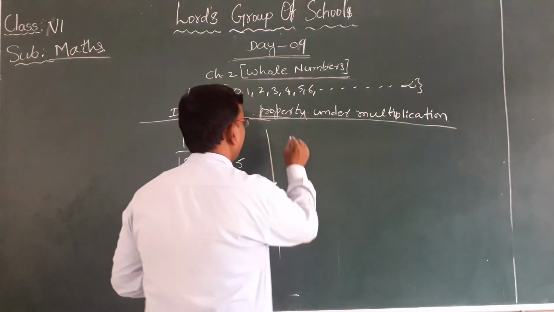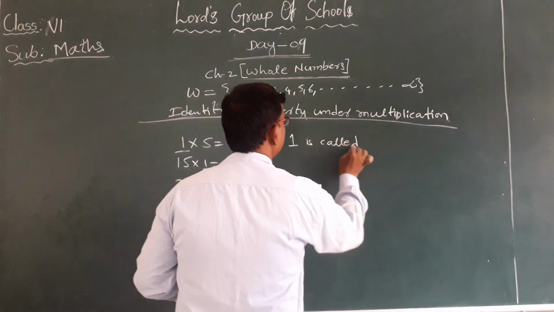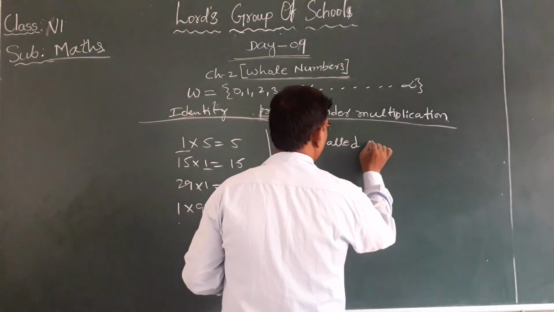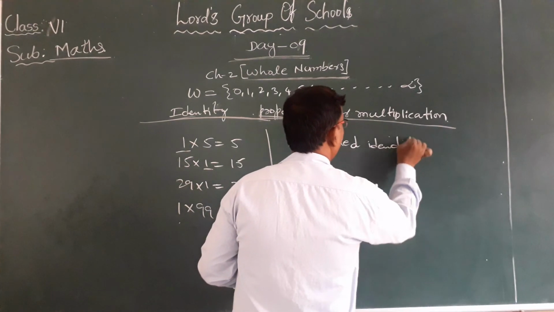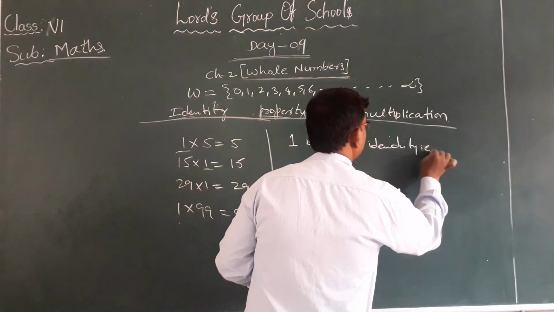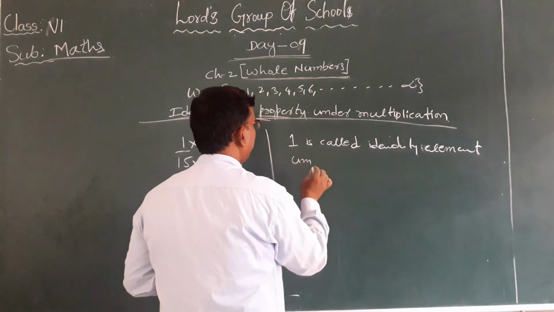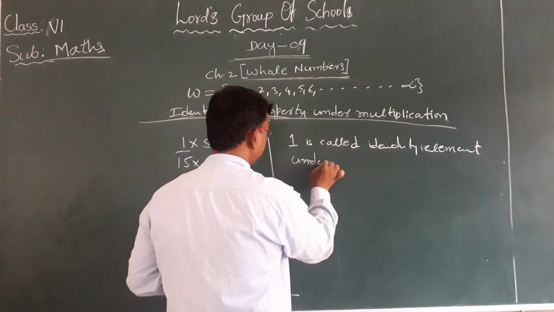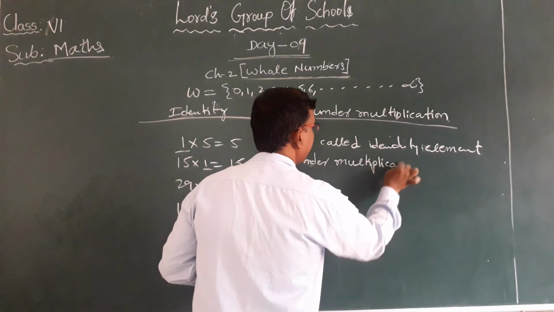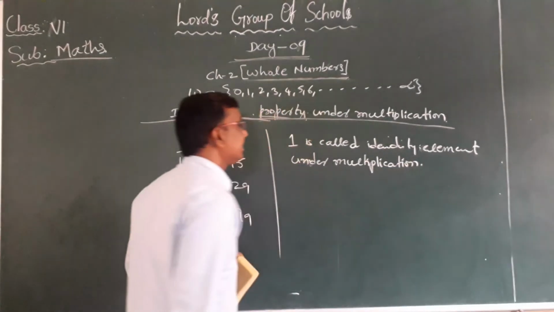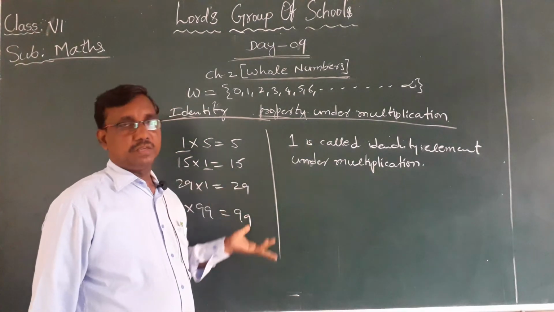What do you call it? 1 is called identity element under multiplication on whole numbers. Otherwise, 1 is called identity under multiplication.